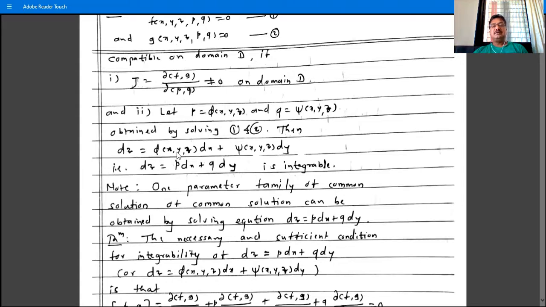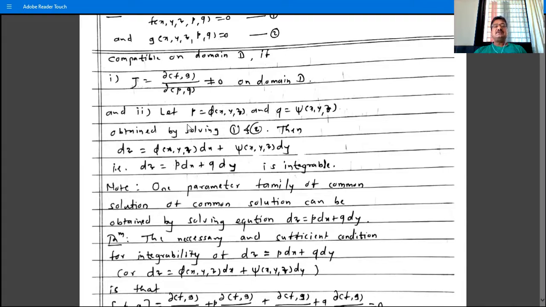Then dz = phi(x, y, z) dx + psi(x, y, z) dy, that is, dz = p dx + q dy is integrable. This is the Pfaffian differential equation, the differential equation of the form P dx + Q dy + R dz = 0, and we know that this equation is integrable if X bar dot curl X bar is 0.